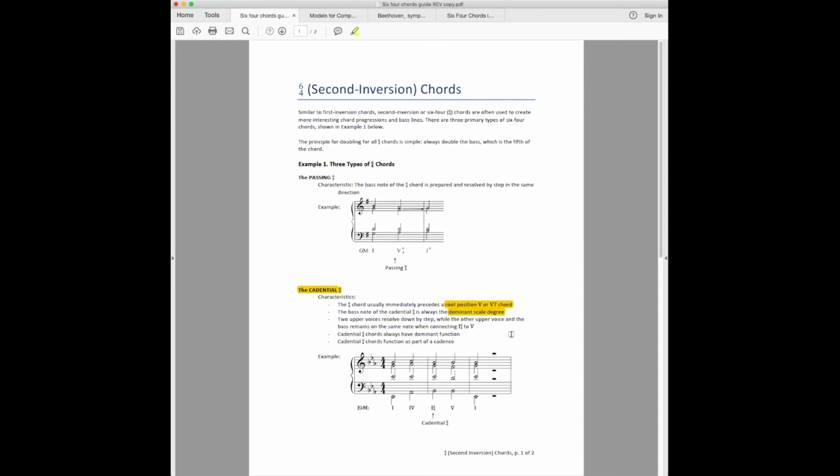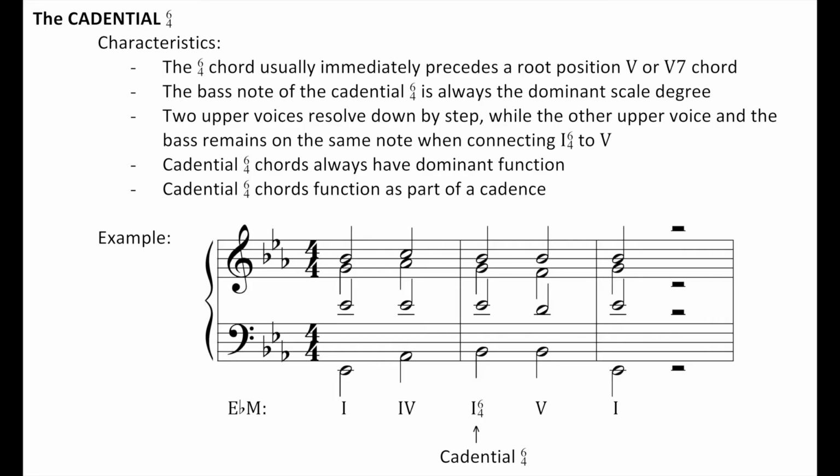And in terms of part writing, you're going to have 2 upper voices that resolve down by step, while another voice and the bass remains on sol, connecting the cadential 6/4 to the 5. These chords always have dominant function, and they're always part of a cadence. The example I have here for you is in E flat major. The cadential 6/4 precedes the 5, as we've just described, before going to the 1 chord for an authentic cadence at the end. Let's take a listen.